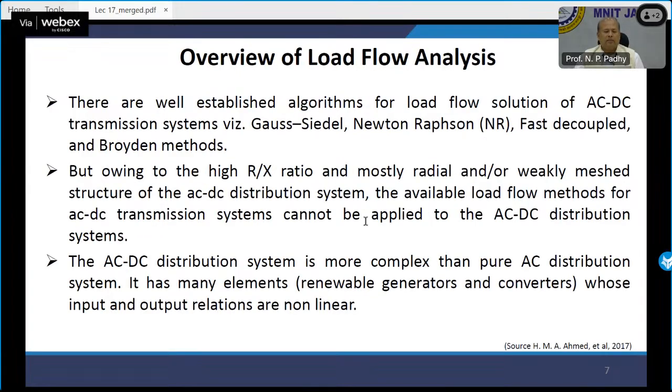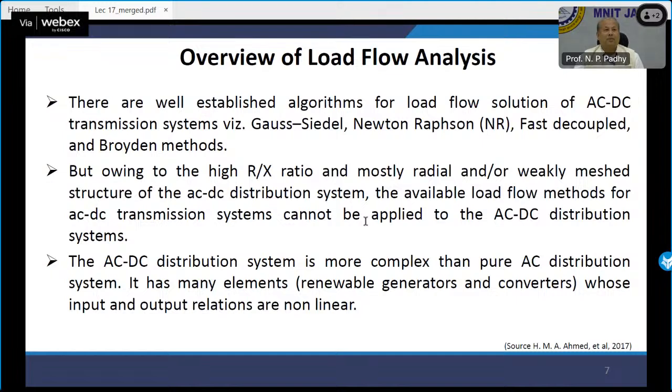There are well-established algorithms for load flow solutions of AC/DC transmission systems, for example Gauss-Seidel, Newton-Raphson, fast decoupled, and Broyden methods. But owing to the high R/X ratio and mostly radial and weakly meshed structure of the AC/DC distribution system, the available load flow methods for AC/DC transmission systems cannot be applied to AC/DC distribution systems. Why? Because the R/X ratio becomes very, very high.